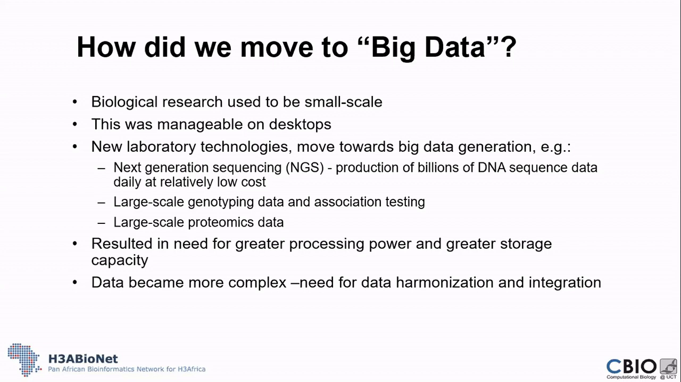We get billions of data points from sequencing, large-scale genotyping data. Mass spectrometers are producing huge proteomics data. So genotyping data is data where you're measuring a change in the DNA sequence. Proteomics data is when you're seeing what proteins are in a particular sample. So all of this has resulted in the need for greater processing power, greater storage capacity, and also data interpretation, because the data is much more complex, coming from all these different sources, and we need to be able to put it together to answer the biological questions.